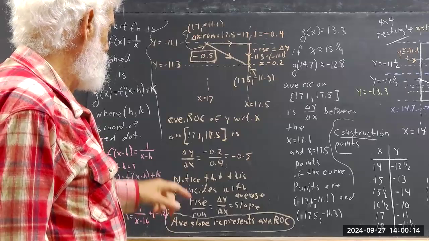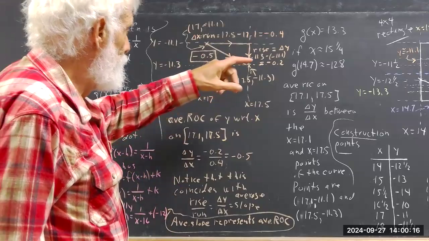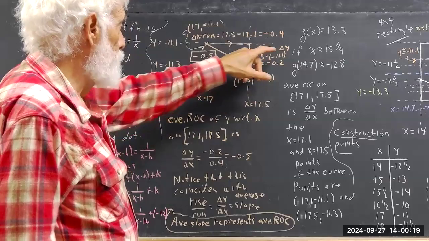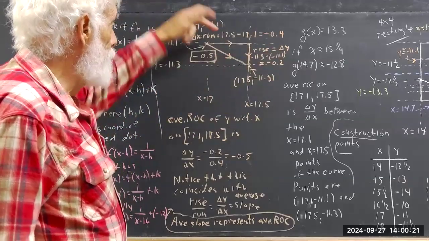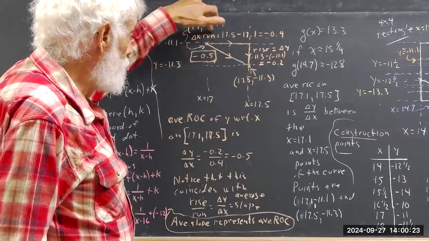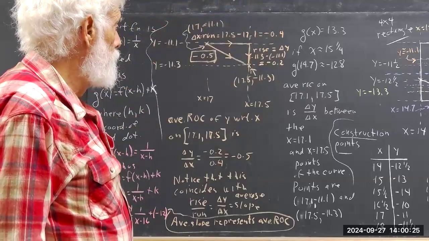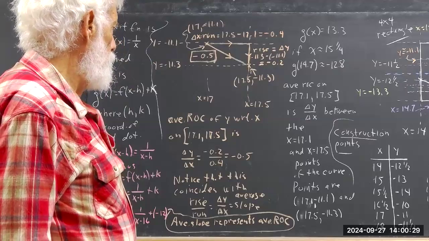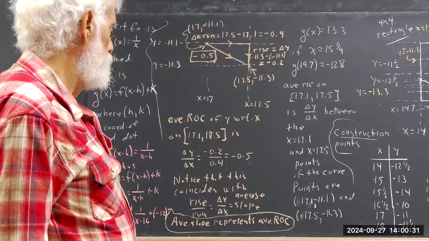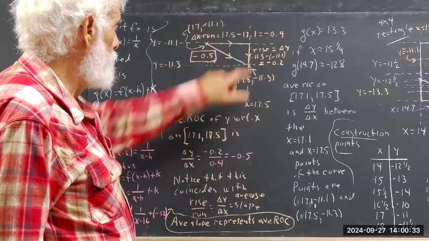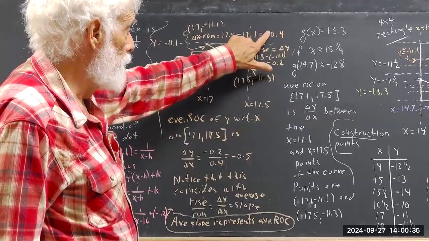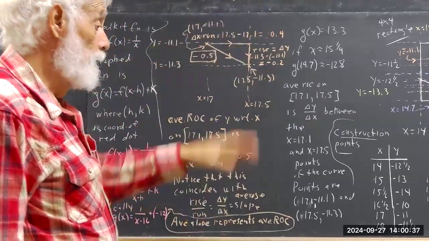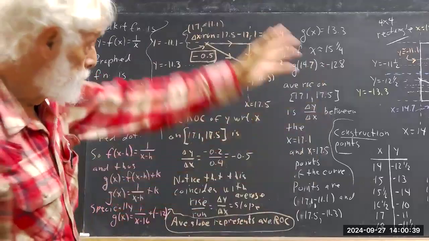And that means, of course, the rise is delta y, the run is delta x. So delta x is the run, which is negative 0.4. I don't know why I put a negative on that, but it's wrong. So there's another error you might want to make note of. You see that in the longer video.